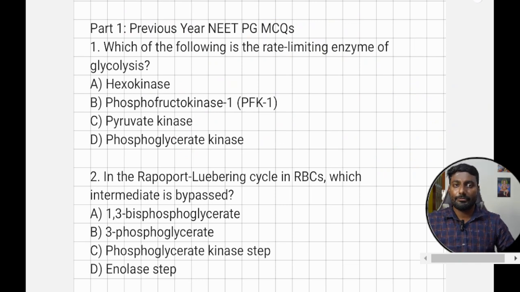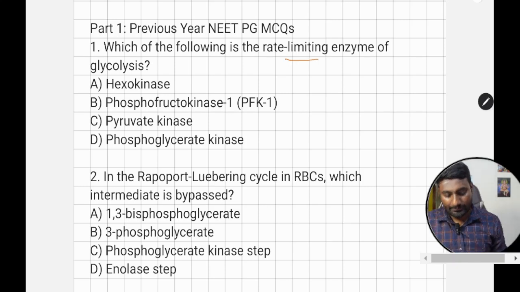Now let us see a few MCQs based on this class. Okay. Which of the following is the rate limiting enzyme of glycolysis? You know it, students, very well. It is your phosphofructokinase. Okay, it is option B.